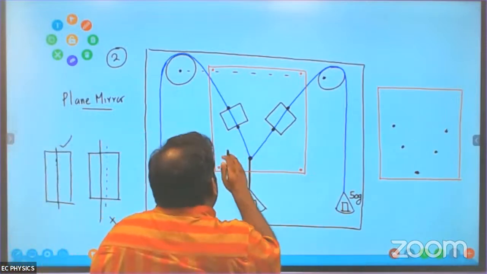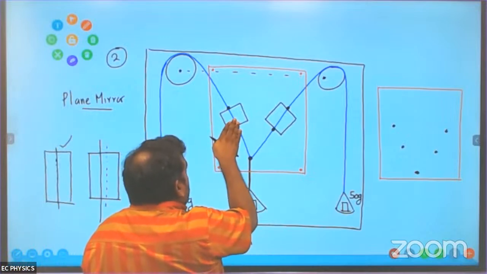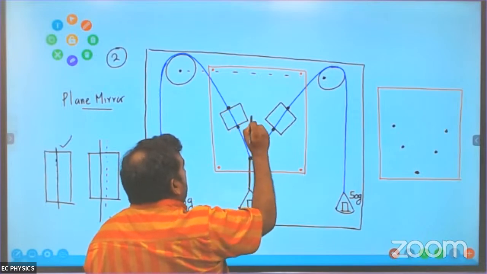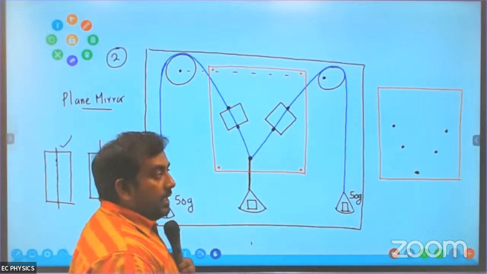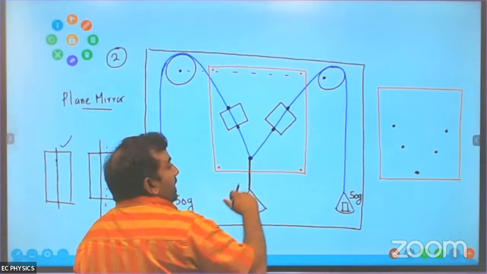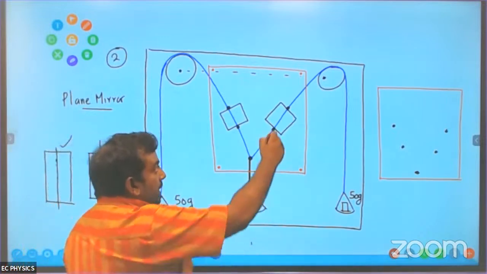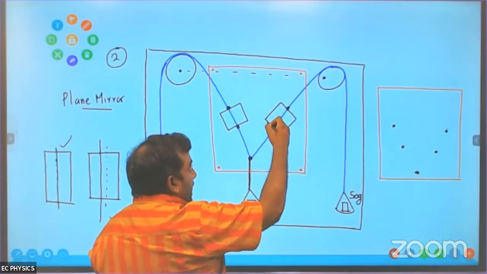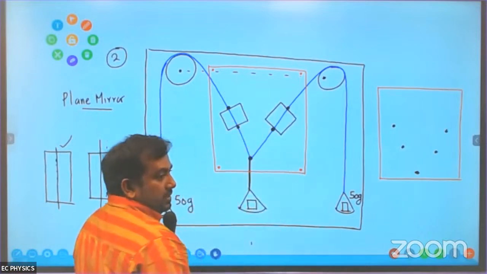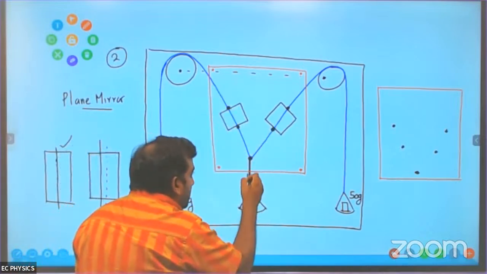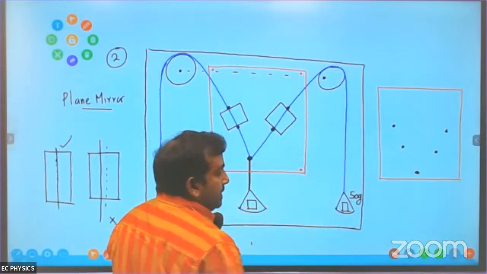So what you do is slide a plane mirror under the string. When the string and the image coincide with each other, project 2 points on the piece of paper. Also, where all the string segments meet, that point is also projected there.